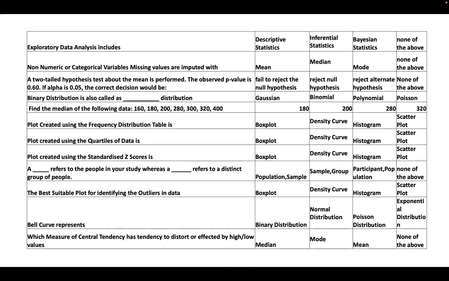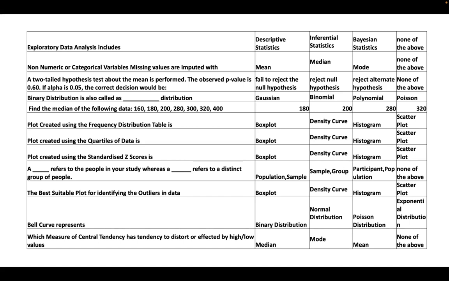Find the median of the following data. 280. The data is in ascending order only. The exact midpoint is 280. Plot created using the frequency distribution table is histogram. Correct. Plot created using the quartiles: box plot. Plot created using standard Z scores: scatter plot.